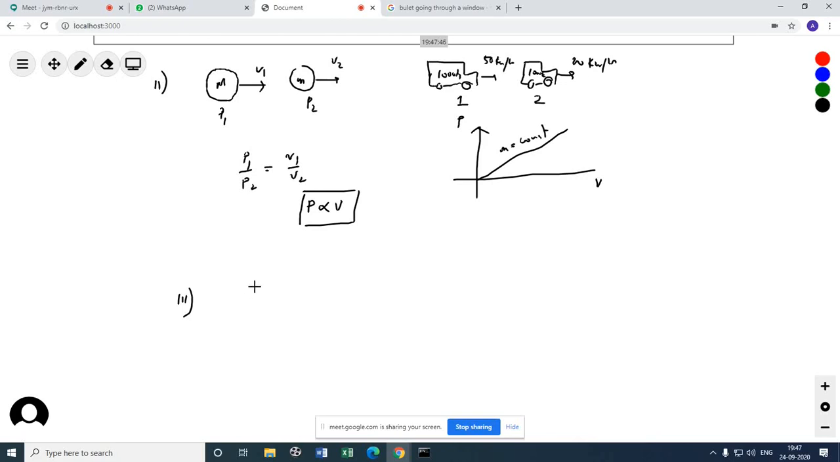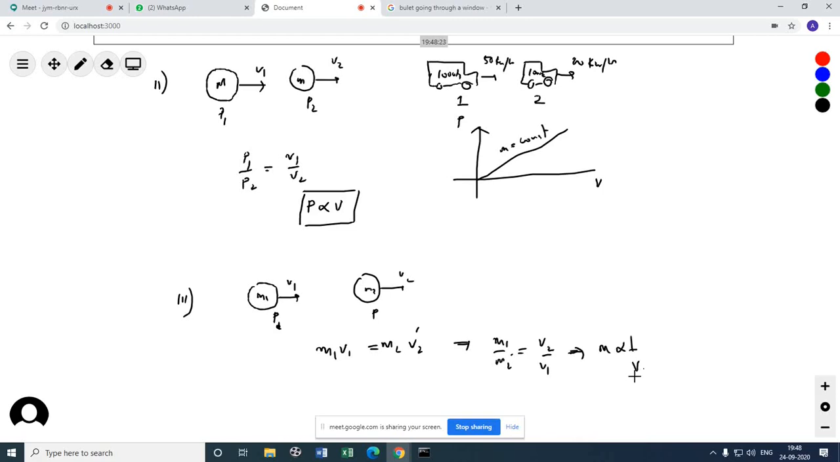Okay, when their momentum is the same, say two objects: m1 moving with velocity v1, and m2 moving with velocity v2, both with the same momentum. That means m1 v1 is equal to m2 v2. Then what can we write? That implies m1 by m2 is equal to v2 by v1. Now this m1 by m2 clearly implies m is directly proportional to 1 by v.